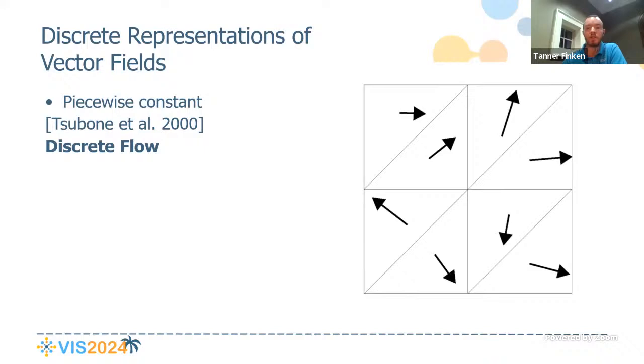A simple option is to look at a piecewise constant vector field, where the vector is stored on each of the higher dimensional cells in the mesh rather than on each vertex. Each cell will have constant flow through it. An example of work analyzing this field is one done by Subone et al.